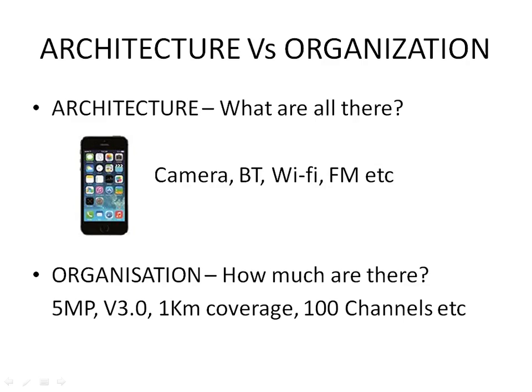This architecture and organization difference is explained in this slide. Architecture just tells what components or blocks are available in a device, whereas in organization we analyze the range or specification of the components. If you take your house as an example, the architecture tells us that there are two rooms, one kitchen, one hall, and so on, whereas the organization tells what the size of the hall and kitchen is, and what facilities are available within the kitchen. This is the basic difference between computer architecture and organization.